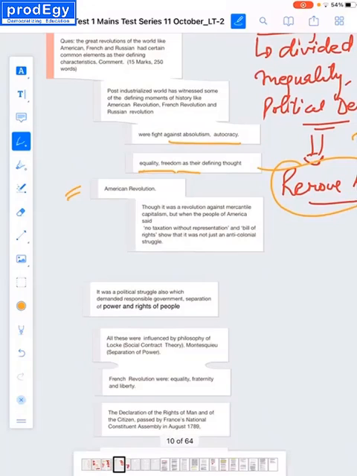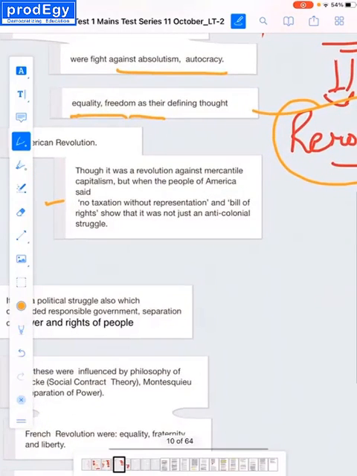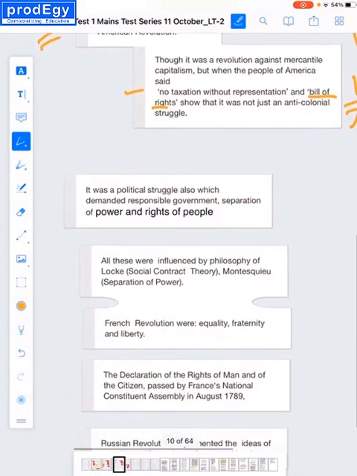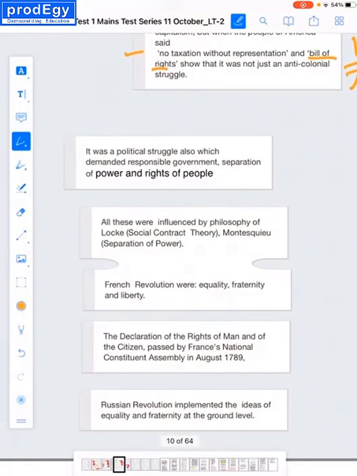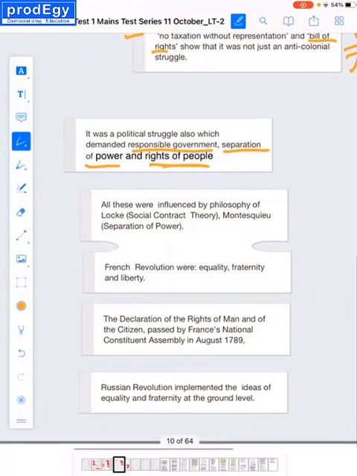In the case of the American Revolution, you have different calls made by different thinkers, like no taxation without representation. There was the Bill of Rights. All these show that new ideas were taking shape and they were being realized on the ground level. There was a focus on responsible government. Separation of powers should be there so that the government doesn't become authoritarian, and rights should be given to people, and those rights should be protected by constitutional means.